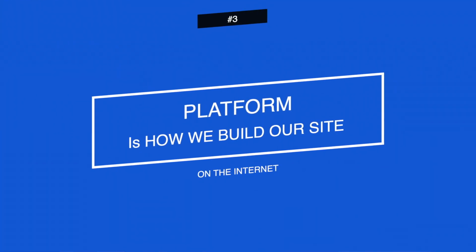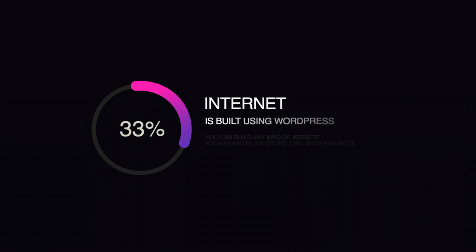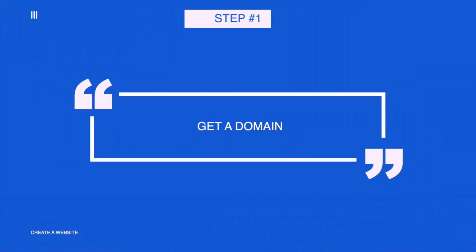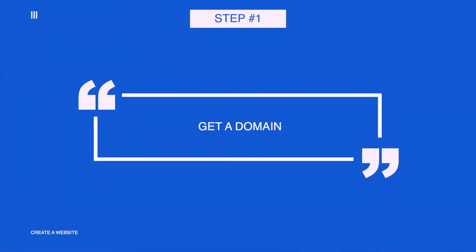And the third thing is the platform that we build our website on. And the platform is going to be WordPress because WordPress powers 40% of the internet, and we'll build our website so that we'll have the power, the flexibility and the freedom to create any website that we dream of. Now with that being said, you're in for a treat. Follow the tutorial step by step and you'll be able to build an amazing WordPress website. So let's start with step number 1, which is to get a domain.